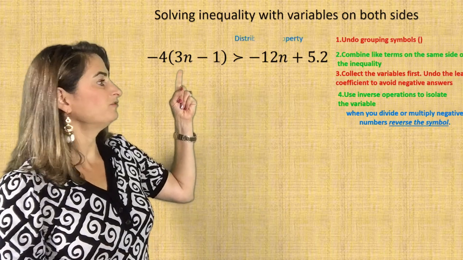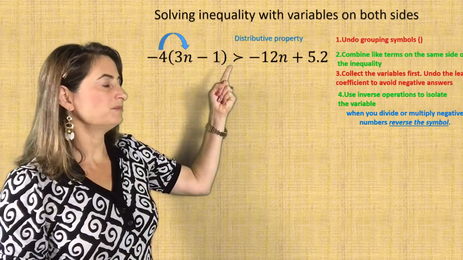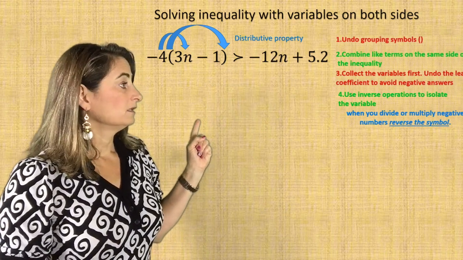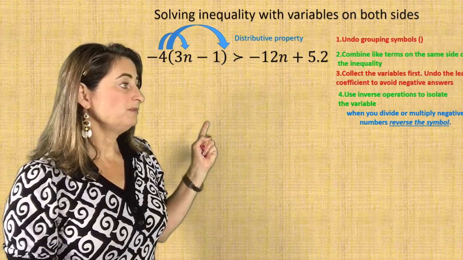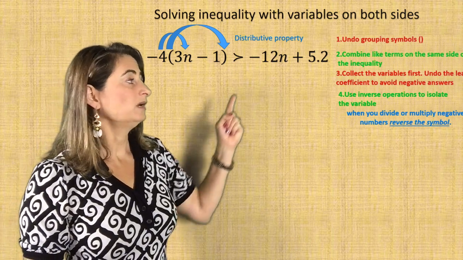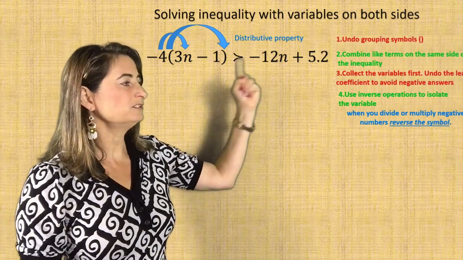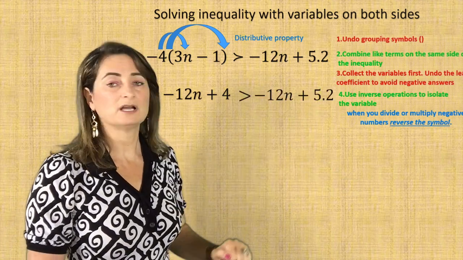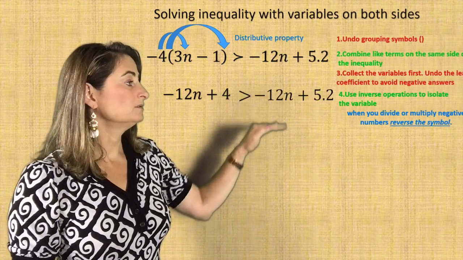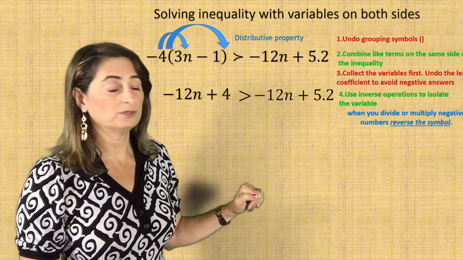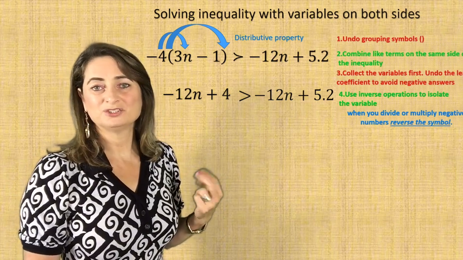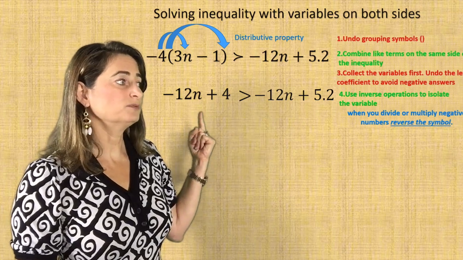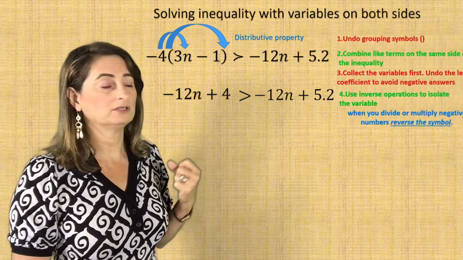So use distributive property by multiplying negative 4 times 3n and negative 4 times 1. Negative 4 times 3 is negative 12n. Now take the sign with the number. So negative 4 times negative 1 is positive 4. More than, bring everything else down because there is no grouping symbols, negative 12n plus 5.2. Step number 2 is to combine like terms. There are no like terms. I cannot add 12 and 4 or subtract the 12 and 4 because they're not like terms.